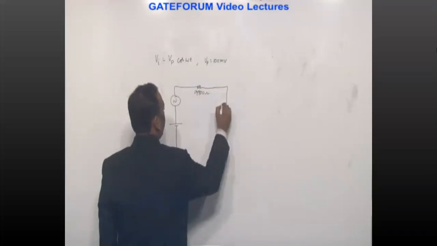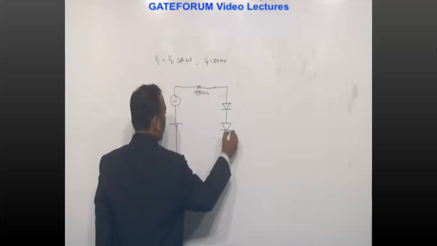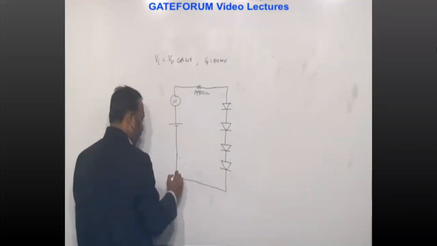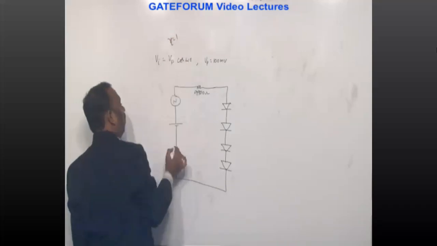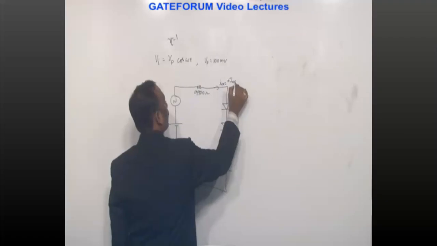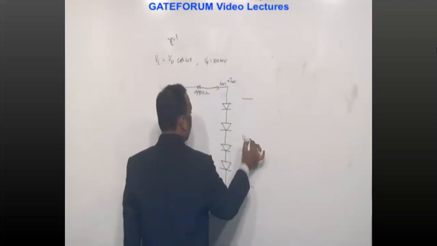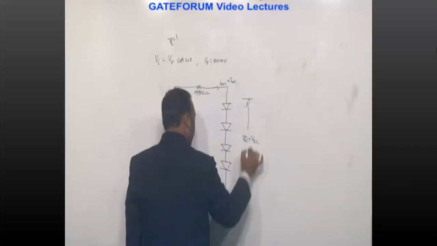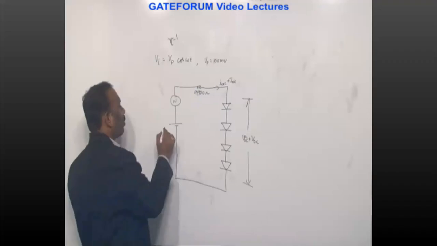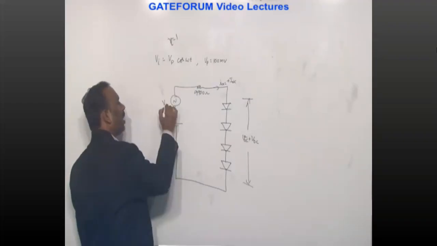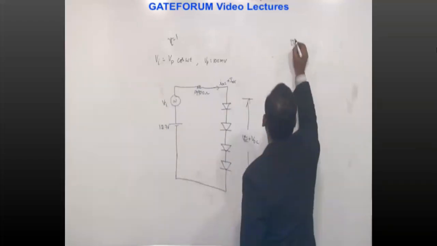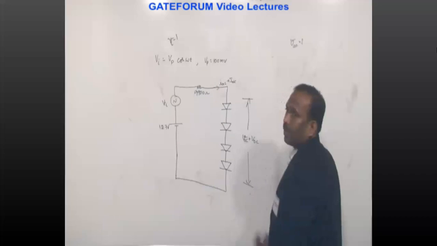Refer to the figure below. Assume eta equals 1. This value is 12.7 volts. Here it is Vi. Then he asked to calculate what is VAC.